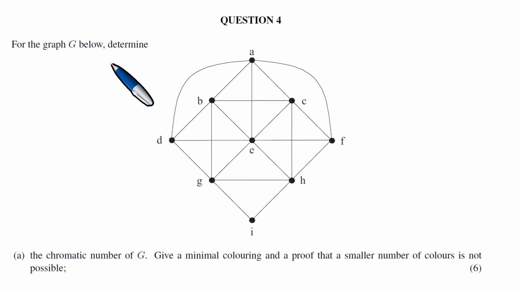For the graph G below, for example, you need to determine the chromatic number of G, give a minimal coloring, and a proof that a smaller number of colors is not possible. So we always give the chromatic number, we give a minimal coloring, and therefore a proof that that coloring is the least. There cannot be a smaller one, because we don't want too many colors. We need a minimal coloring.